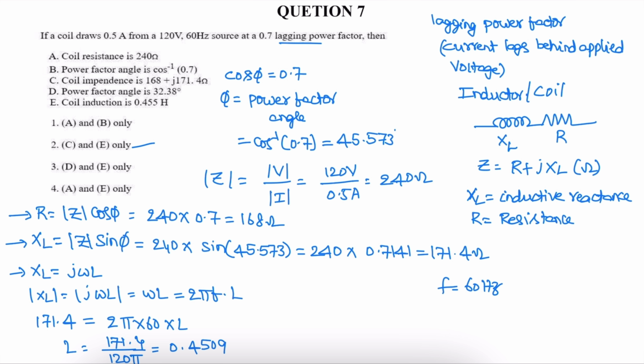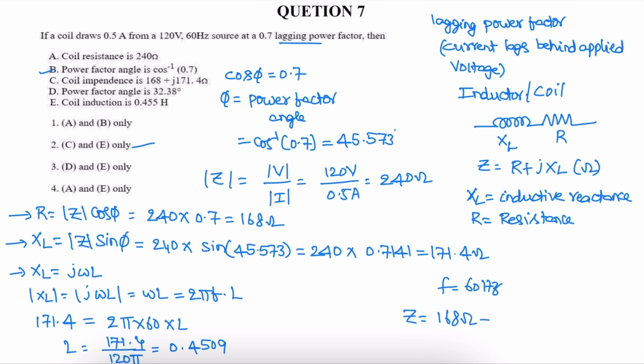Power factor angle is cos inverse 0.7, which is correct. Coil impedance Z is equal to R plus jωL, that is Z is equal to resistance 168 ohms. Statement B is correct.